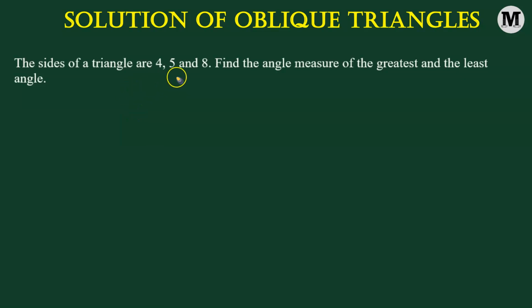The sides of a triangle are given as 4, 5 and 8 units. Find the angle measure of the greatest and the least angle.